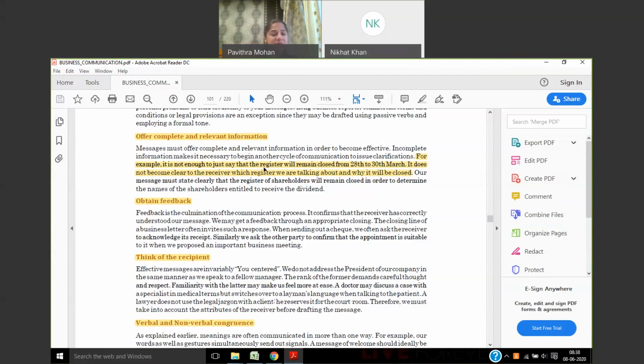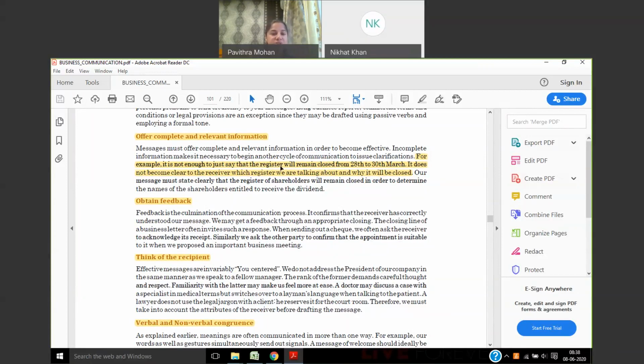So instead of saying registers here, if I say the shareholder register will remain closed from the 28th to 30th of March during business hours, and any transactions happening during this time will not be considered in taking the list of members for whom dividend is applicable, and dividend is payable, it will become easier for all my members to understand rather than just saying register.